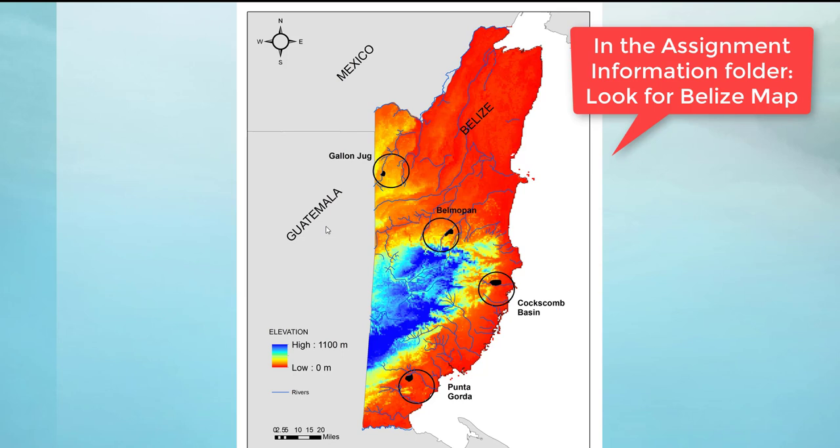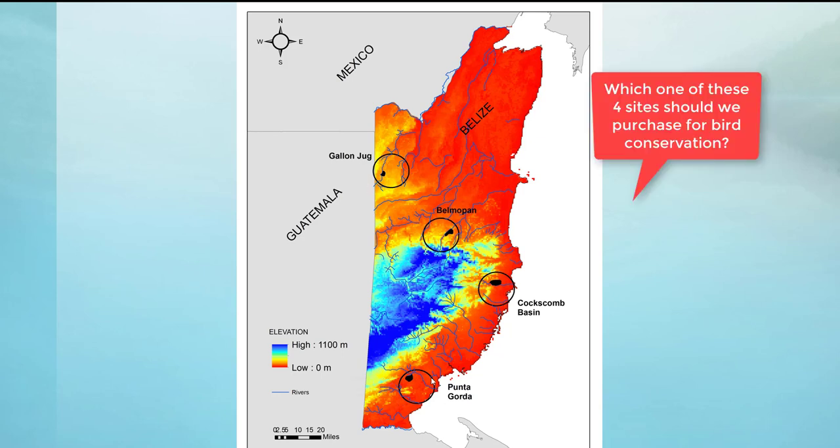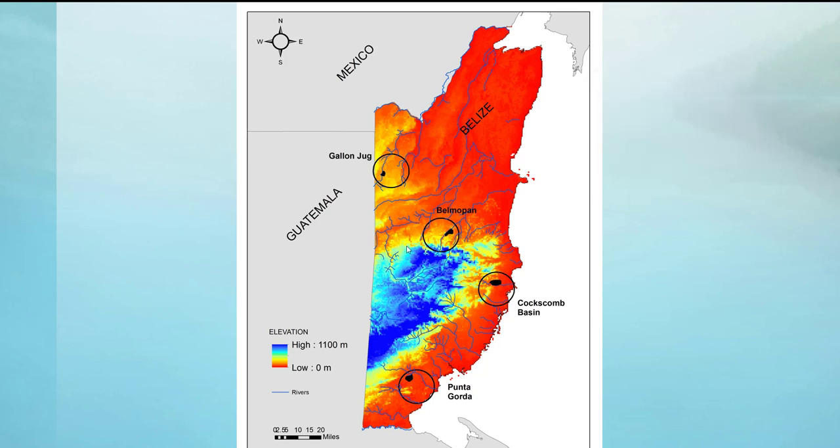This is the Belize map, and you can see exactly from this map the 4 possible sites that are up for sale. We have a parcel in Gallon Jug, a parcel in Belmont Pan, a parcel in Coxcomb Basin, and a parcel in Punta Gorda. So we can only choose one of these 4 sites to recommend for bird conservation. We're going to base our understanding of the field of ecology, as well as analyzing the data that was collected, to determine which one of these 4 should be recommended.